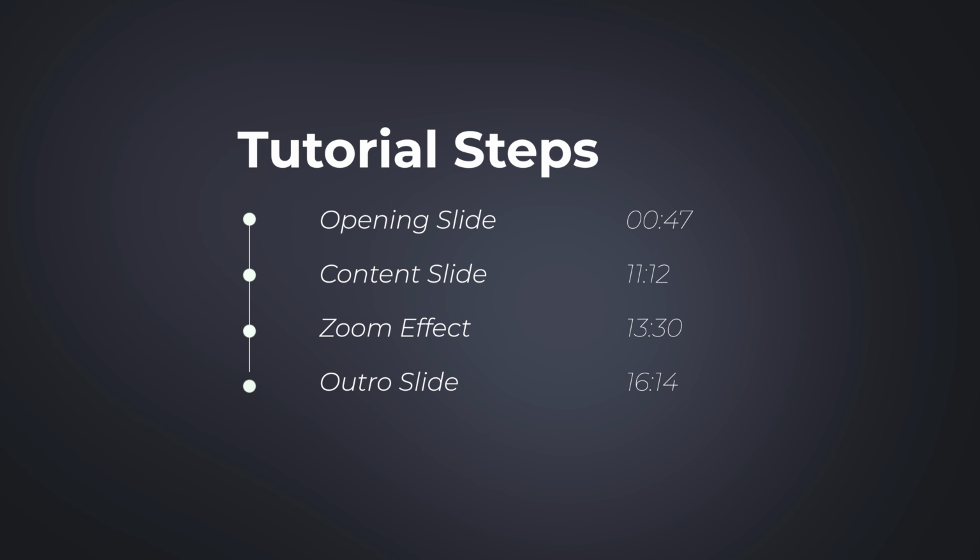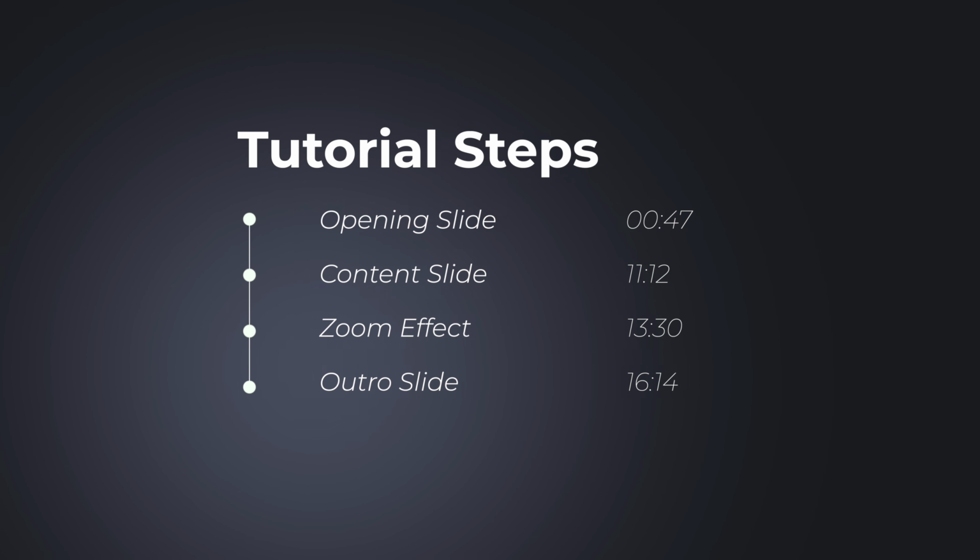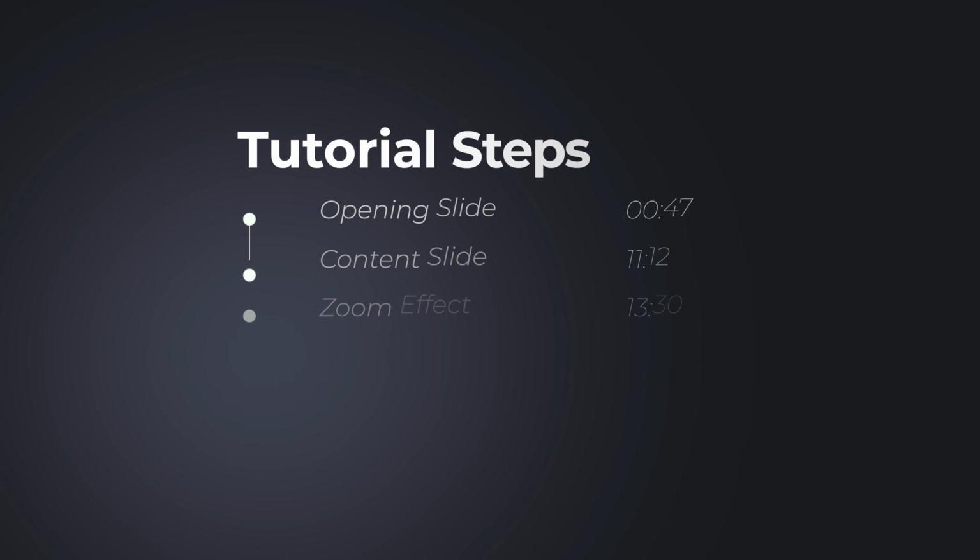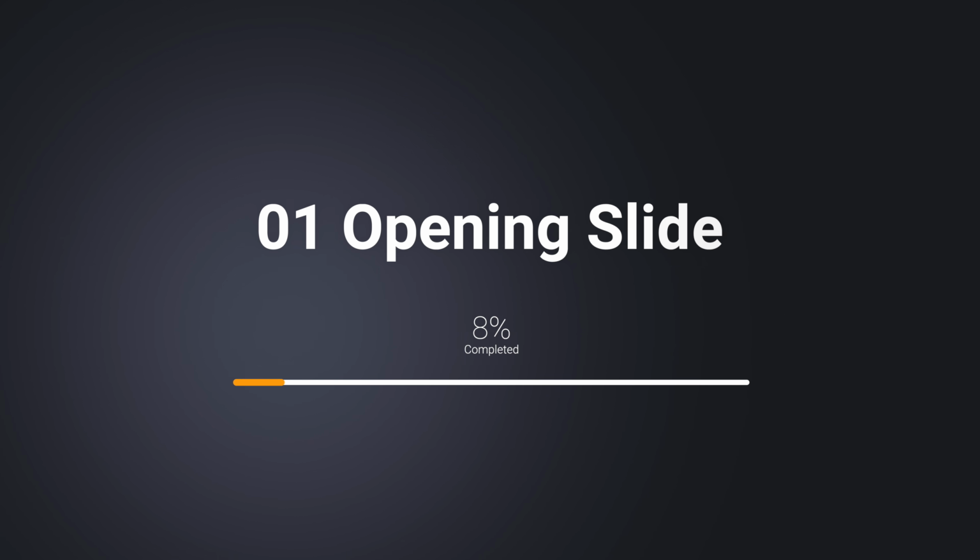In this tutorial, I've split up into 4 parts. First, we have the opening slide, then we move on to the content slide. Next, we have the zoom effect, and eventually we have the outro of the presentation. Let's start with the first part, which is the opening slide of the presentation.